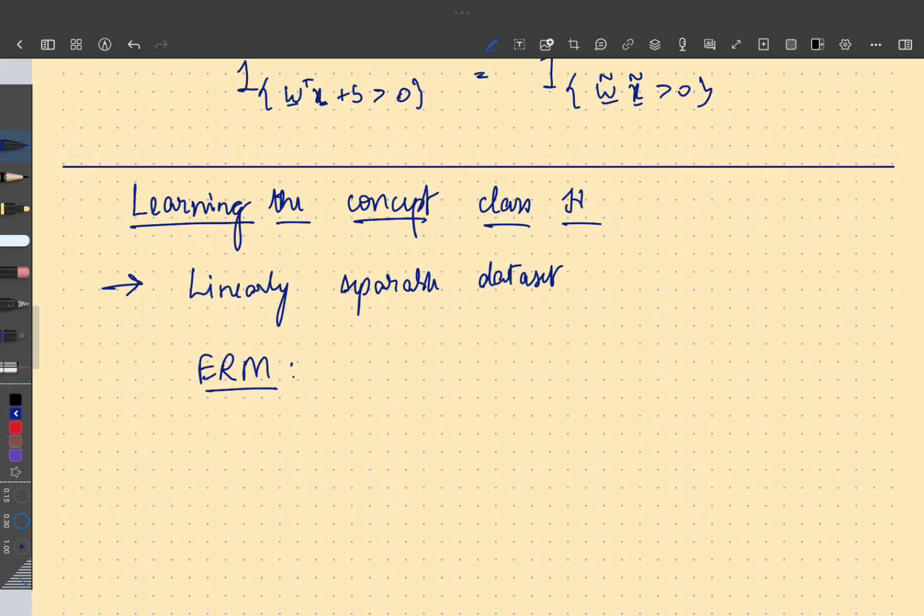I'm asking for the empirical risk minimizer. Exactly. So any hyperplane that separates the points labeled 0 and the points labeled 1 is an empirical risk minimizer. Again, there could be multiple such hyperplanes. It's not unique.